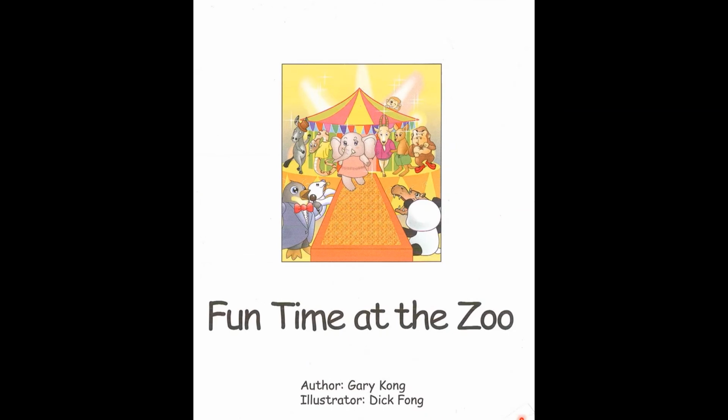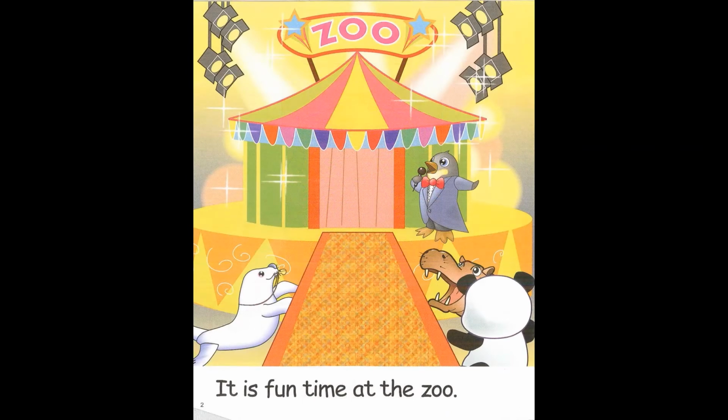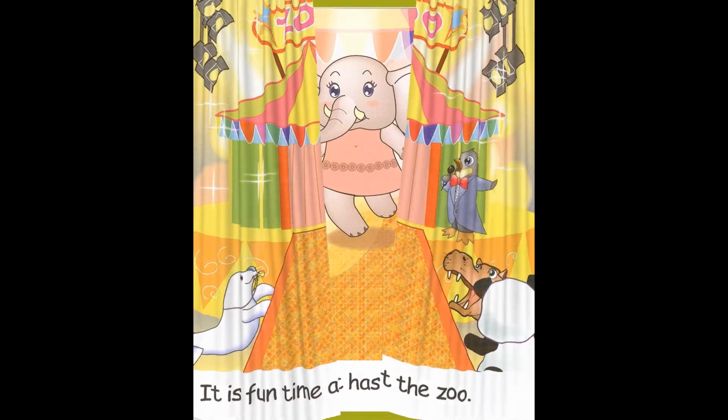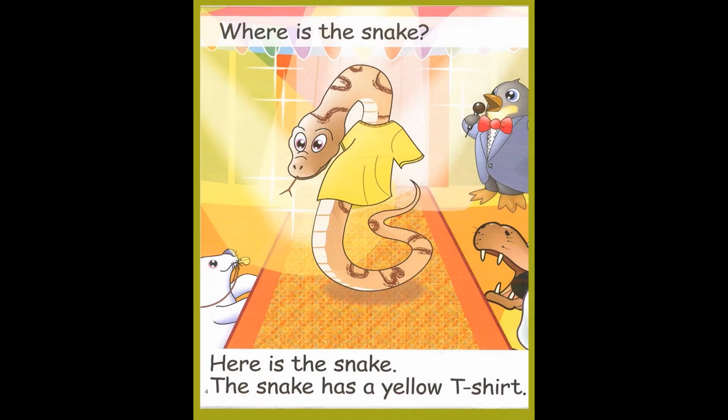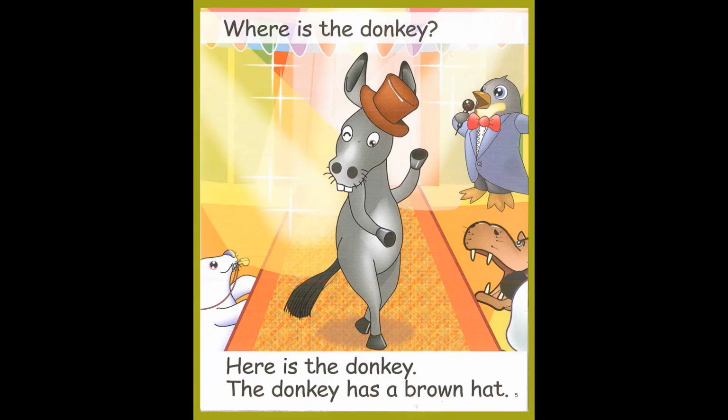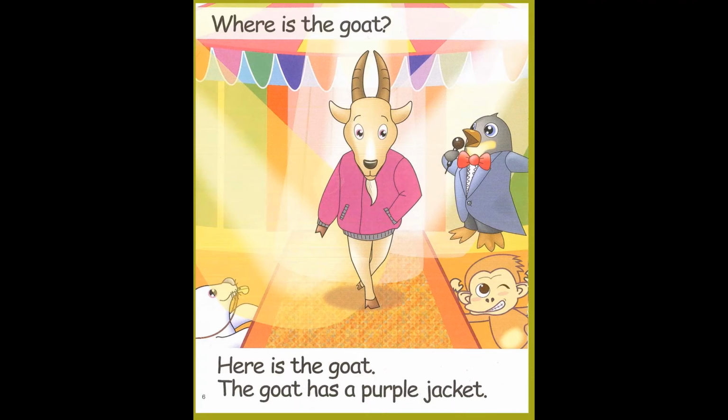Fun time at the zoo. It is fun time at the zoo. The elephant has a pink dress. Where is the snake? Here is the snake. The snake has a yellow t-shirt. Where is the donkey? Here is the donkey. The donkey has a brown hat. Where is the goat? Here is the goat. The goat has a purple jacket.